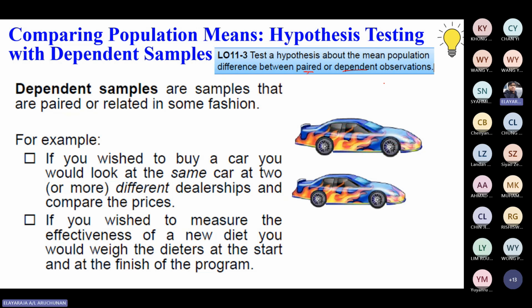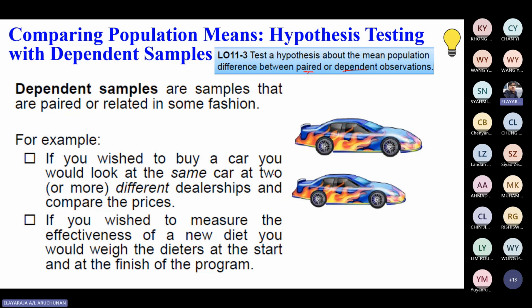Dependent samples are samples that are paired or related in some fashion. For example, if you wish to buy a car, you look at the same car at two different dealerships and compare the price. It is the same car, but you are looking at the price from two different dealerships.